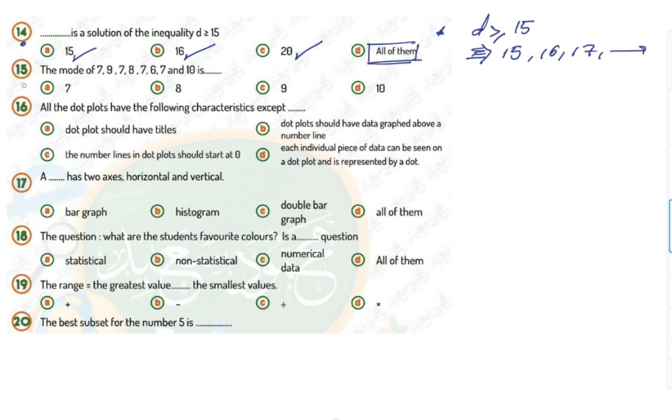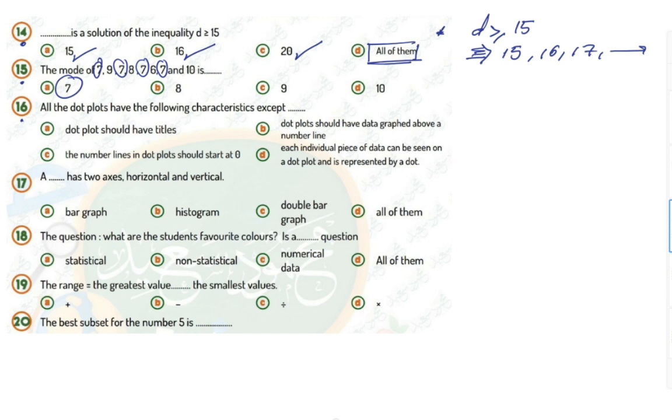Okay. Point 15, the mode of these values 7, 9, 7, 8, 7, 6, 7 and 10. Okay, what do you note? We have 7, 7, 7, 7. We have four 7s. So the mode is the most repeated value. So 7 is the mode.